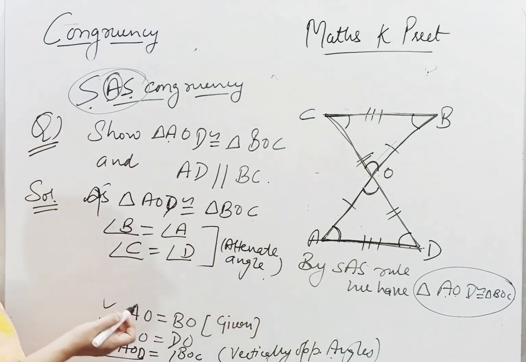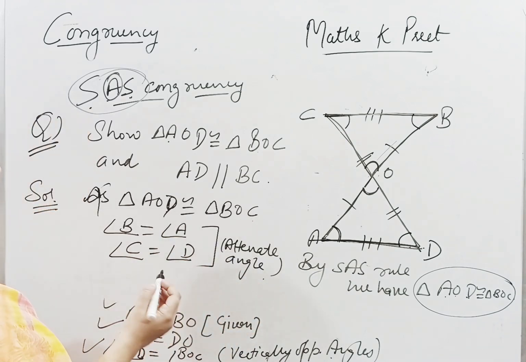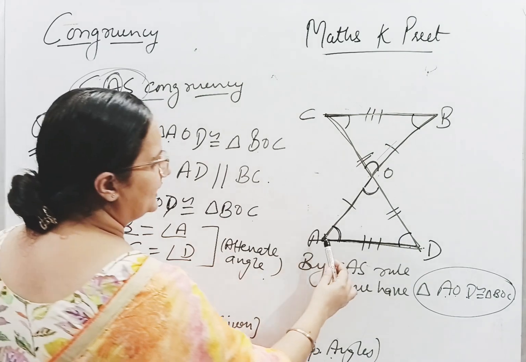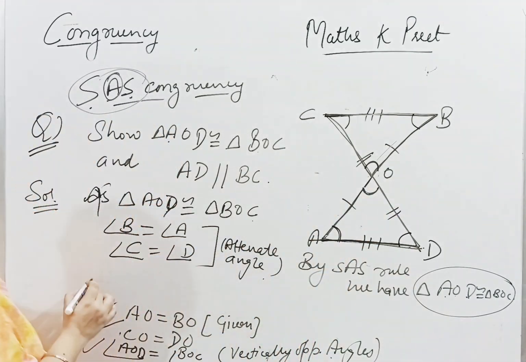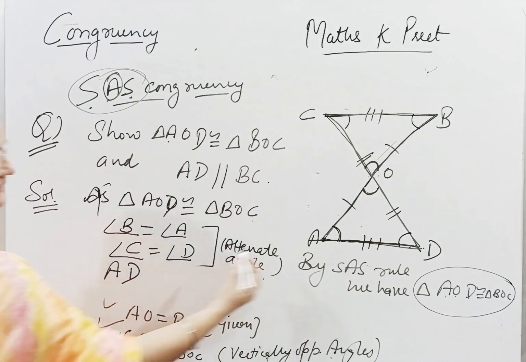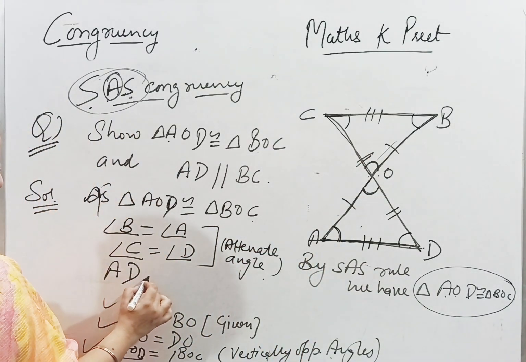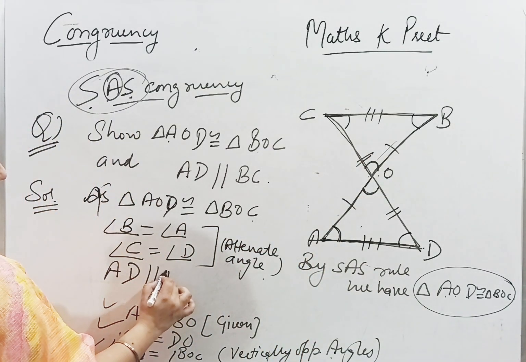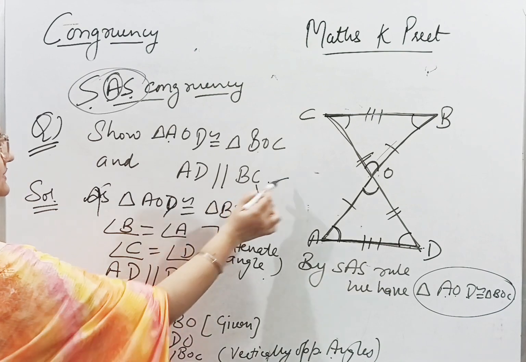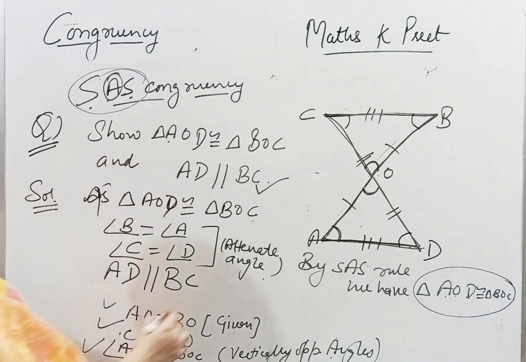So when the alternate pair of angles are equal, then the lines are parallel. What are the lines making these angles? AD is the line making angles A and D. BC is the line making the second pair. So AD will be parallel to BC. This was what we had to prove, and hence proved.